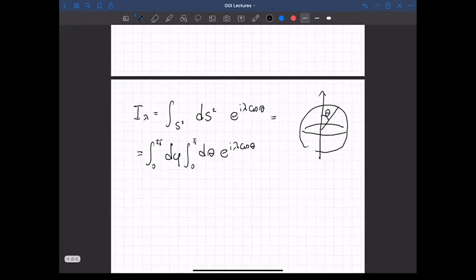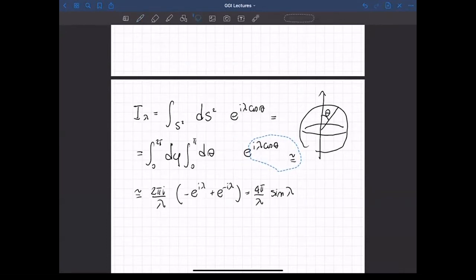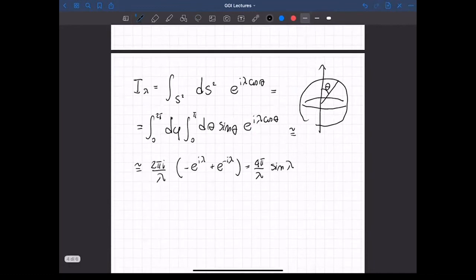So I can compute this integral for large lambda. The saddle points are at theta equals zero and theta equals pi. So here I have two contributions from the two fixed points, two stationary points, sorry. And this is the integral. Of course, I'm cheating, because this integral is coming from the measure. This integral can be computed exactly because it's quite simple. And what you will find is that this integral is exact.